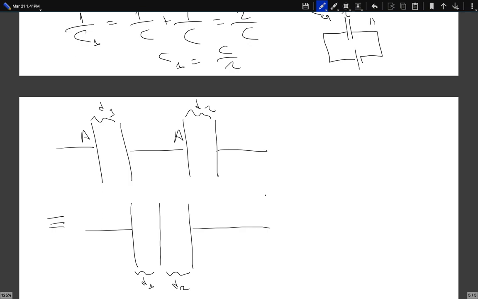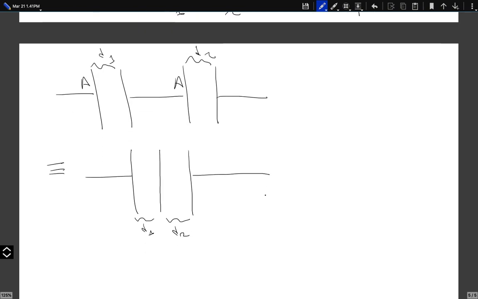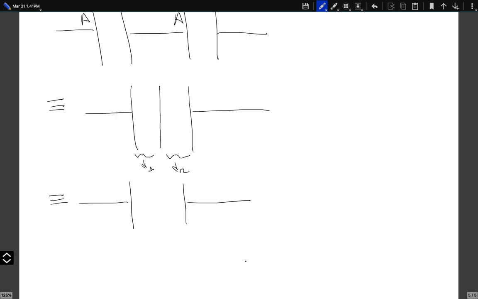Well, it's the same over here. Now, this plate is neutral, because if this is minus Q charge, this was plus Q charge. This plate is neutral. There's no charge distribution. That means basically I can remove it. It has practically no effect on my system. So this is the same thing as this system, with the separation just the sum.